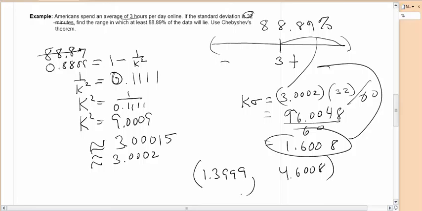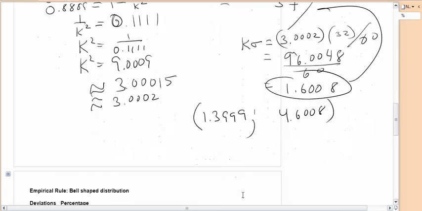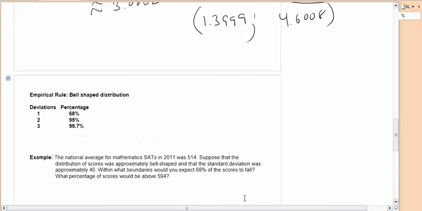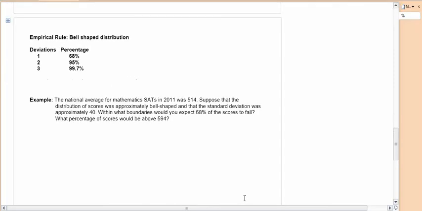All right? There you go. Now I'm going to stop the video. I'm going to have another video associated with the empirical rule here. All right? So there's 2 video buttons on this worksheet. All right?